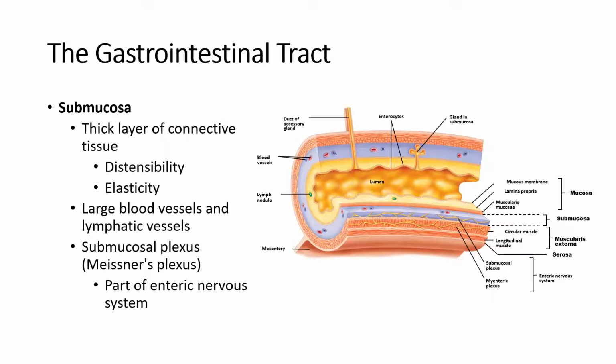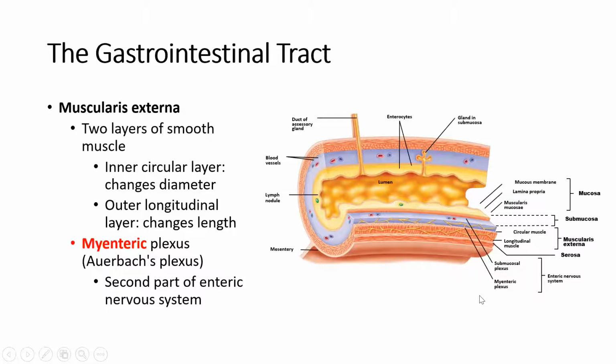We also see larger blood vessels here, larger arteries, larger veins, larger lymphatic vessels as well. And then we also see the autonomic nervous system structures that I mentioned, the submucosal plexus, also called the Meissner's plexus, which is innervating this layer and helping with the secretion and the absorption and digestion of food particles that are coming through.